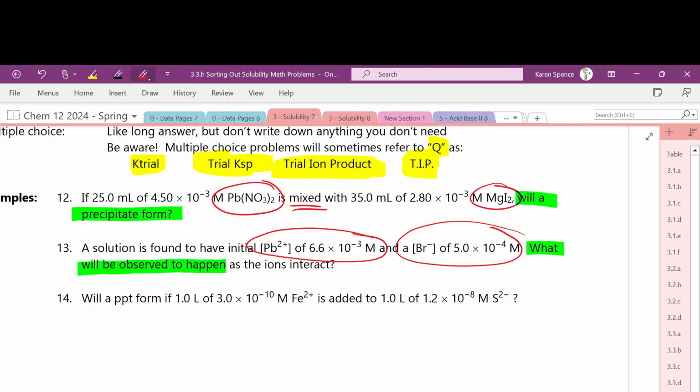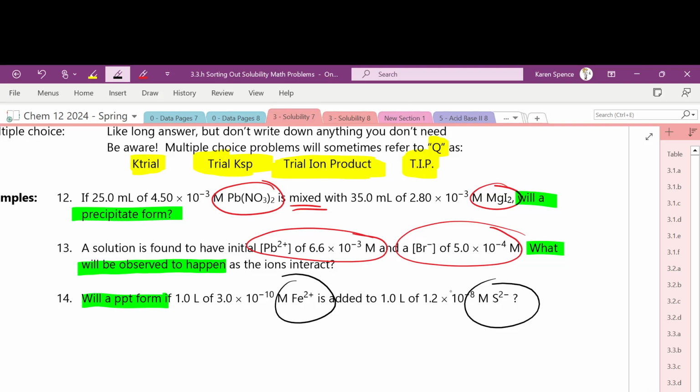And then again, we have, will a precipitate form? And we're mixing two different ions, and they're not in proportion to each other. Do not multiply anything by 2. Do not divide anything by 2. Just leave those concentrations alone. They are the concentrations. Okay.